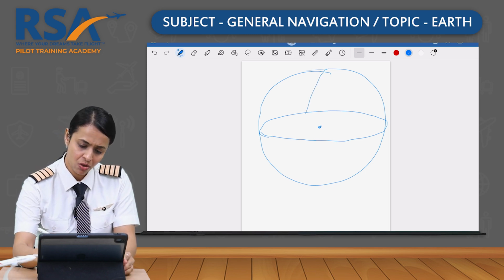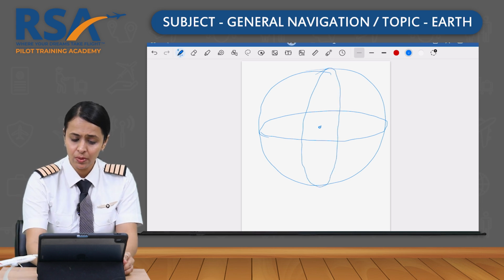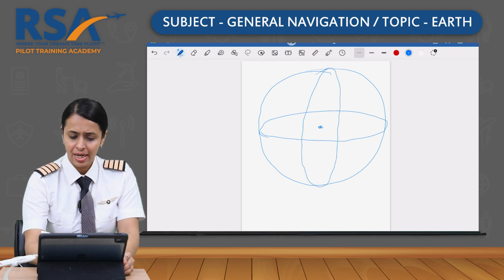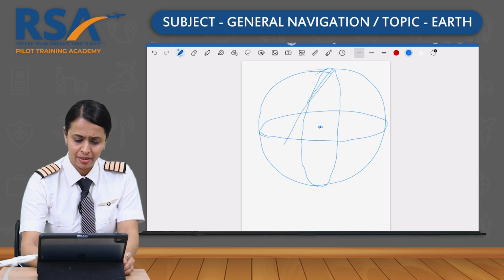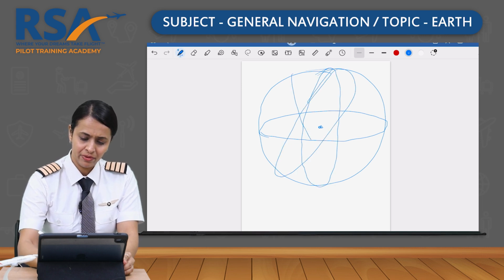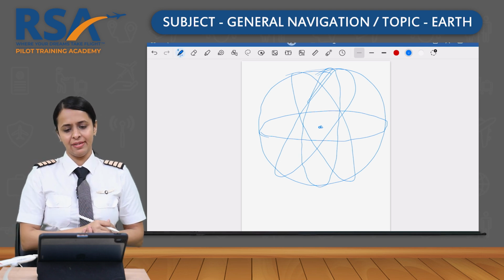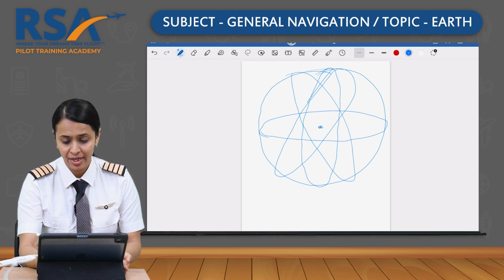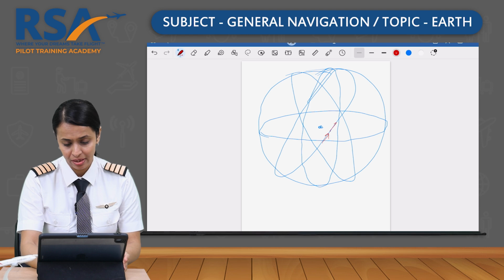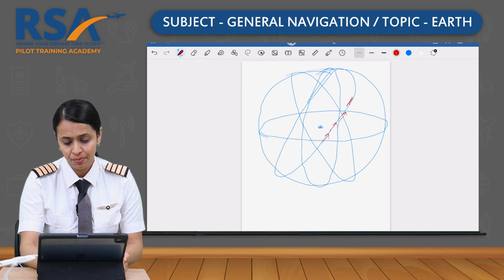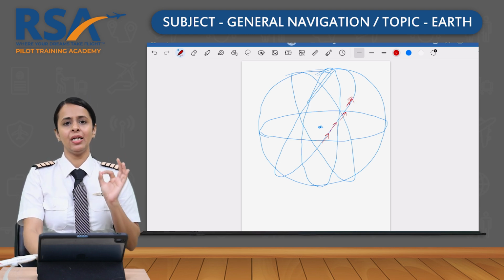Another thing is if I draw a meridian and anti-meridian, it will also have the same center. And any meridian and anti-meridian that you draw will all have the same center. So, all the meridians and anti-meridians are also great circles. Now, whenever you are flying a great circle track, it is always going to be the shortest distance between any 2 points.